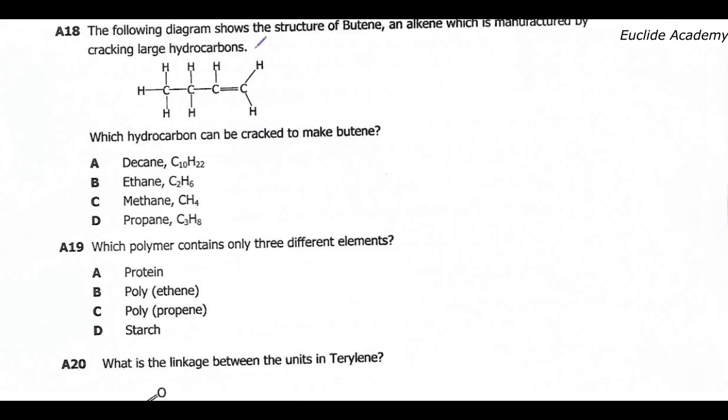18. The following diagram shows the structure of butane, an alkane which is manufactured by cracking large hydrocarbons. Which hydrocarbon can be cracked to make butane? You can even tell from the word here, they're saying large hydrocarbons. Even though you don't have an idea, just looking at this, you can tell they're saying a large hydrocarbon. Here we've got decane, C10H22. Then this is methane, propane. These three are basically small hydrocarbons, not really large. So the one which would produce butane will be decane.